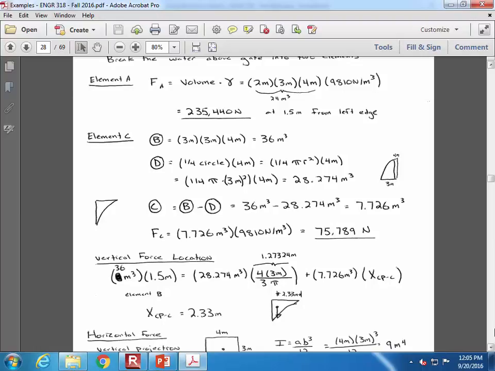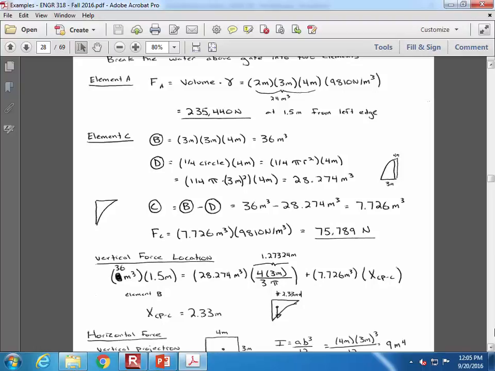The magnitude of the forces is easy enough, right? It's just the weight of the water. So if you can find the volume of the element, all you have to do is multiply the volume by the unit weight of the liquid. So the element A is just a rectangle, and it has a shape of 2 by 3 by 4.